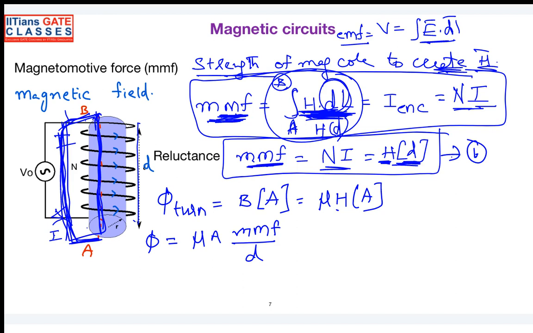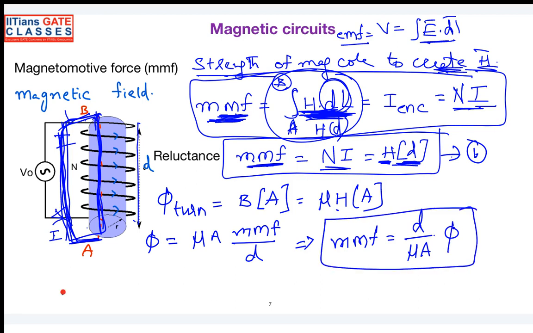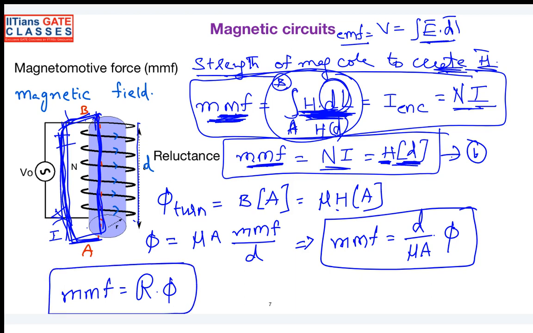Now the flux per turn is equal to mu A into MMF divided by d. So I can say the magnetomotive force is d divided by mu A into phi. So I can say the MMF can also be defined as some constant, reluctance, into phi. This is your basic Ohm's law in magnetostatics. By comparing these two, I can say the reluctance is nothing but d divided by mu A.